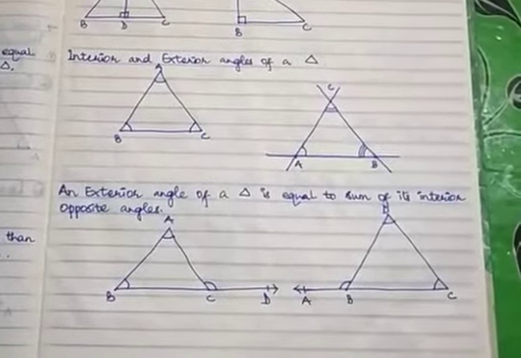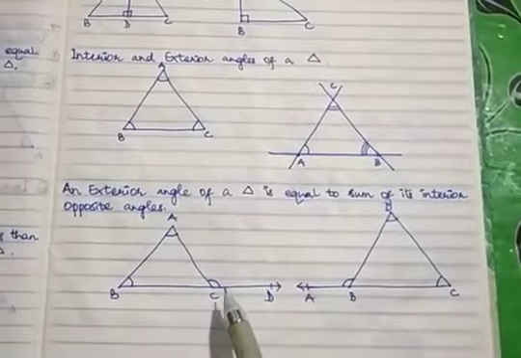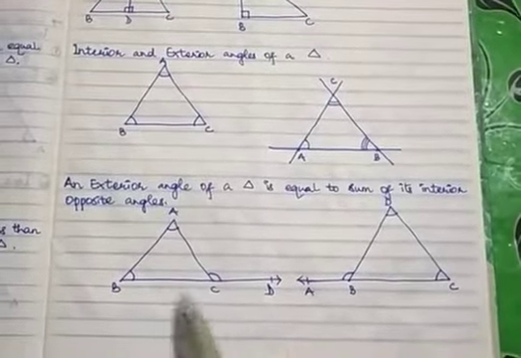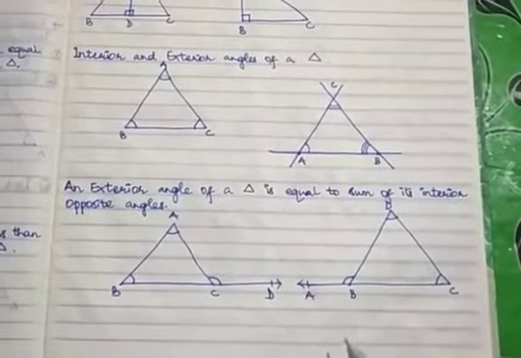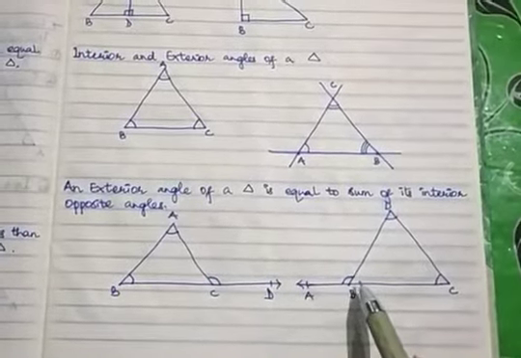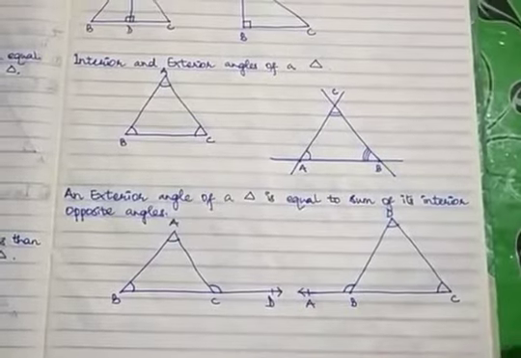Okay, this is what you must have done in class 7. They are also known as linear pair because they lie on a straight line. They lie on BD, and this one they lie on AC. These two angles, they are linear pair as well. Okay.